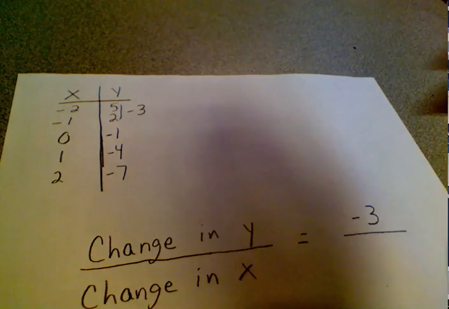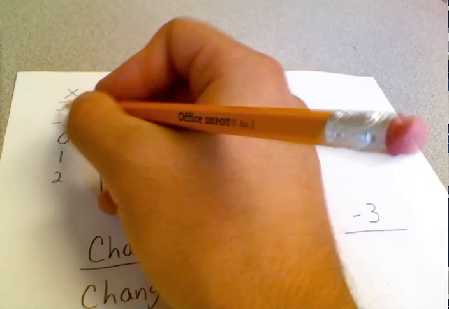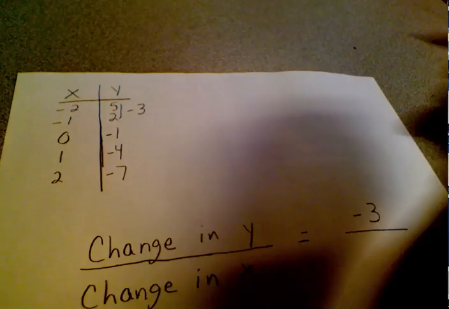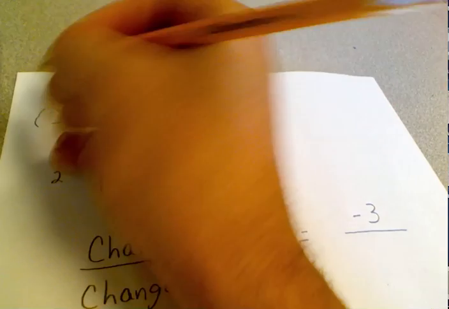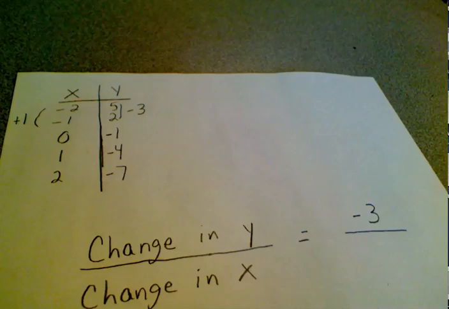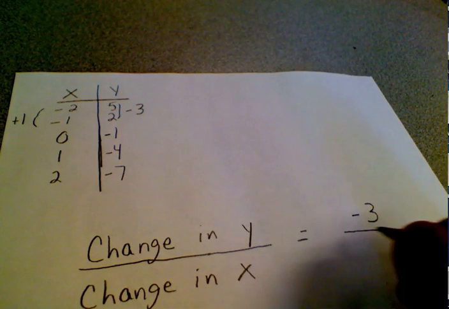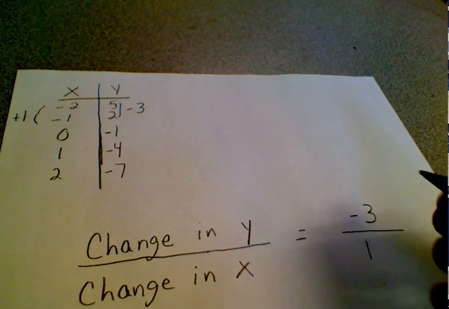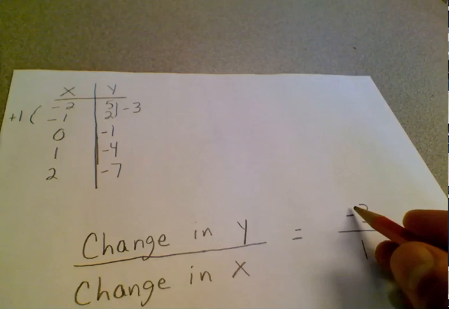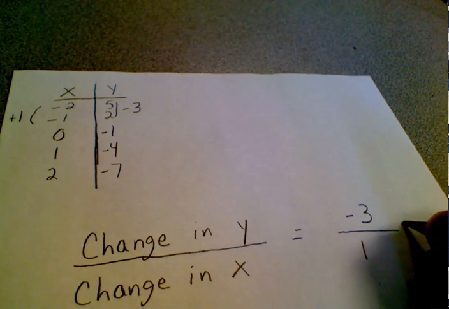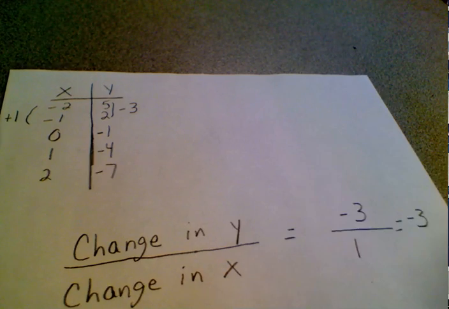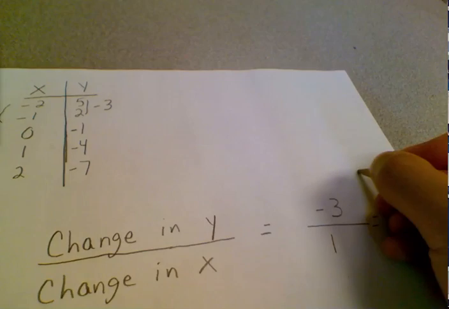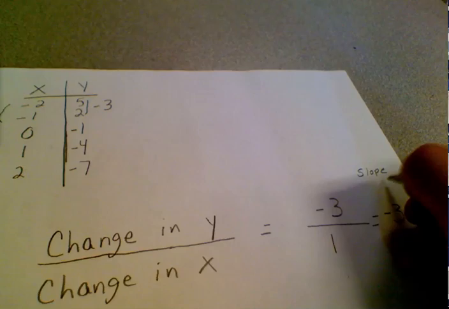All right, and now I'm going to come over here and analyze the change in x from the same points on the other side. From -2 to -1, I see that that's a change of +1. So now I'm going to put 1 for my change in x. Well, now I just need to figure out my slope. Well, -3 divided by 1 is -3. And so now my slope is -3.